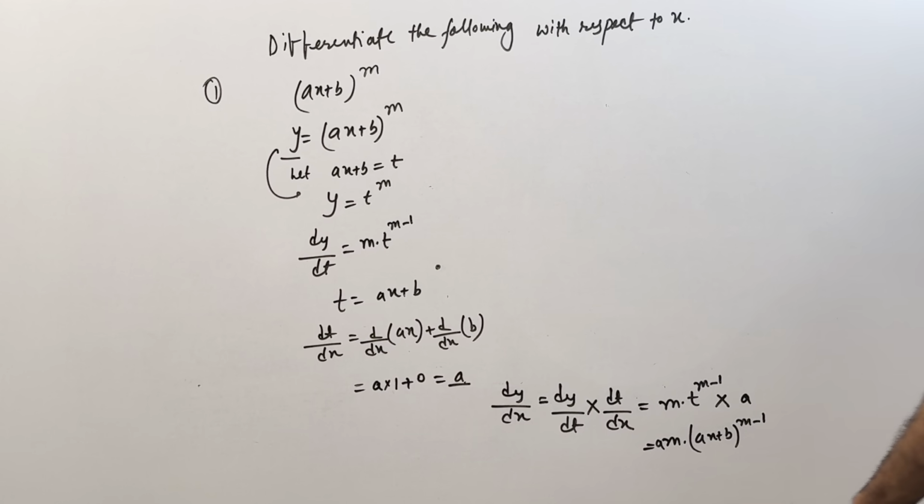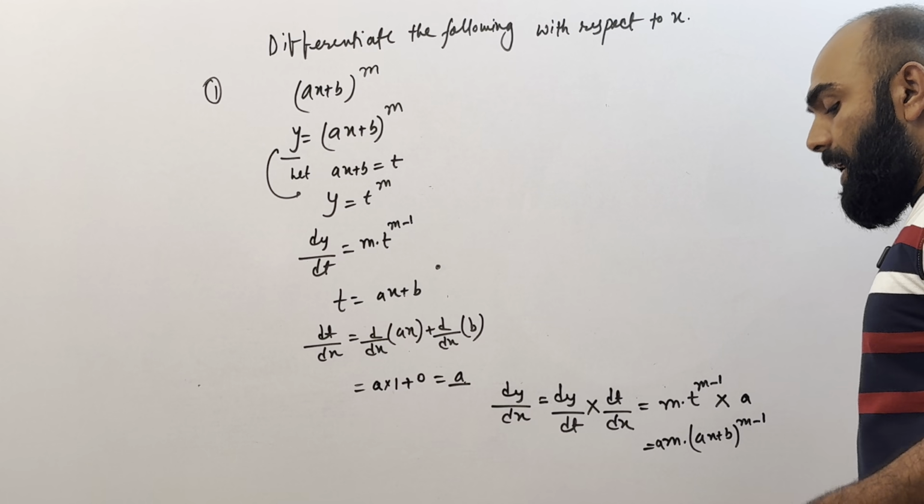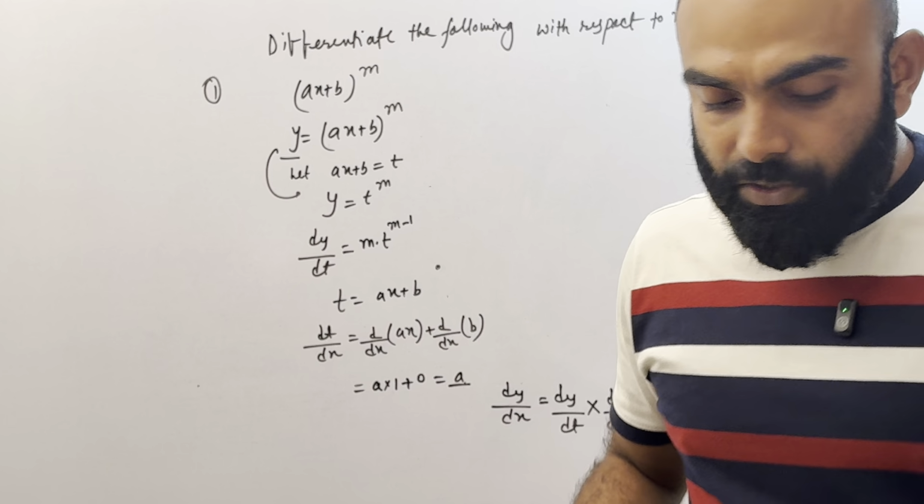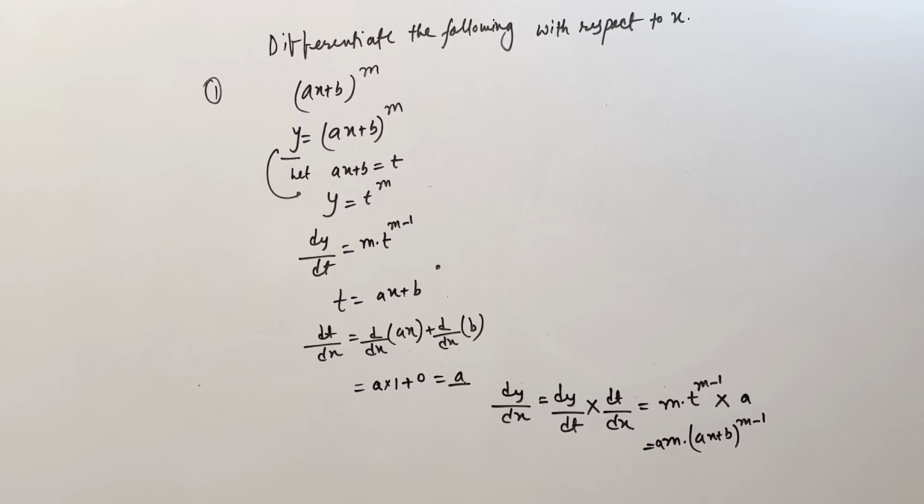This is your final answer, a m into ax plus b to the power m minus 1. Write it down. Very important, all these things are there.